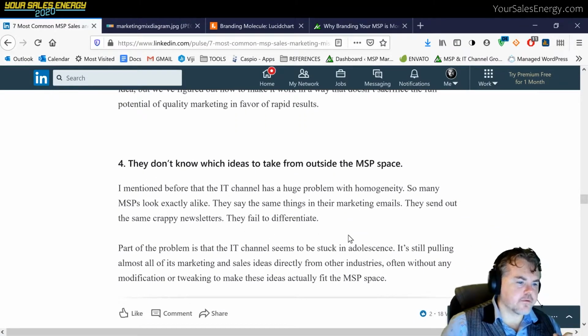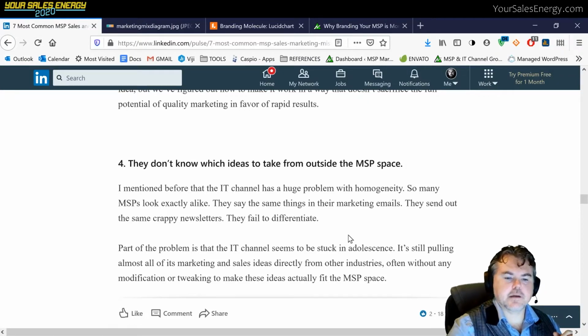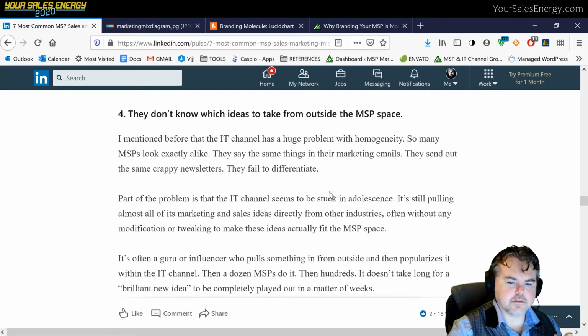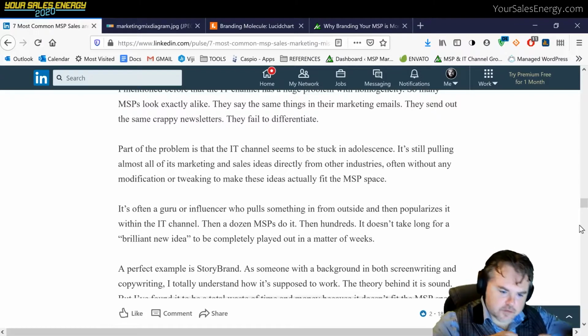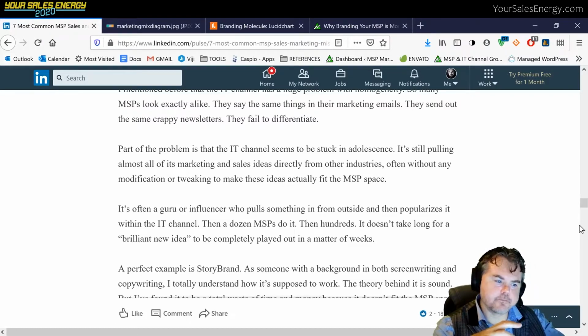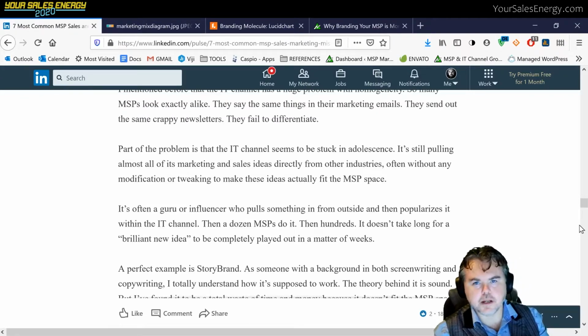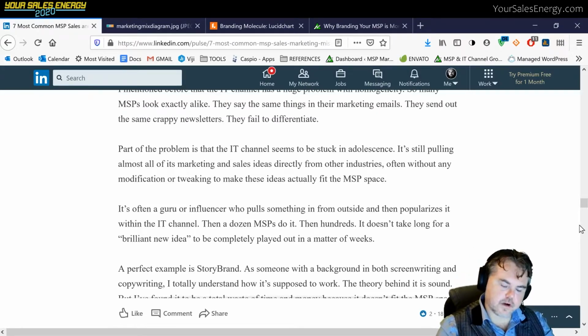All right, let's go to number 4. They don't know which ideas to take from outside the MSP space. Very simply, what that means is that a lot of stuff within the MSP space is recycled, kind of at the point in the life cycle of the industry where almost everything that I see marketing and sales-wise in our space comes from outside. Because there's not a whole lot of people developing things directly in our space for us.